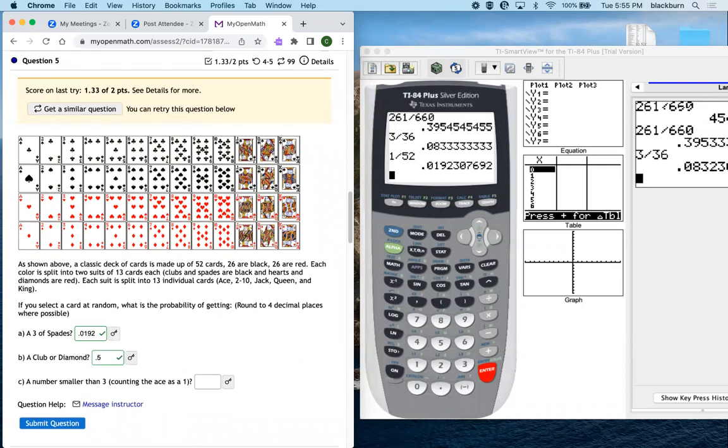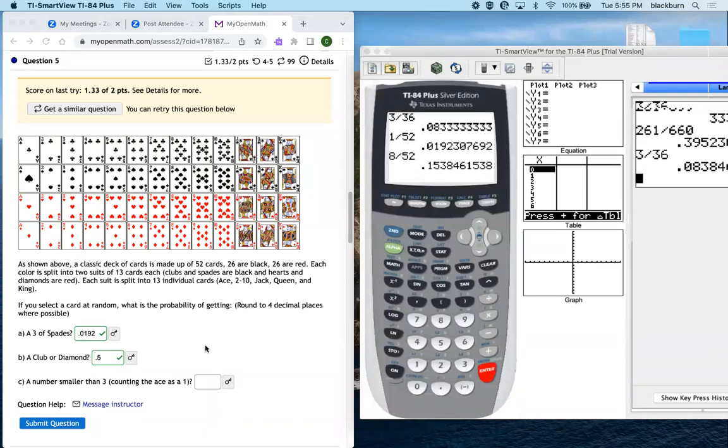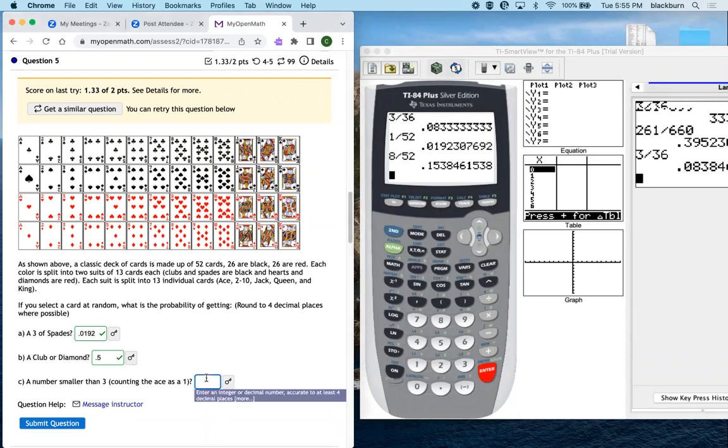Yeah. A number smaller than 3. We're counting the ace as a 1. So that's going to be 8 cards that are smaller than 3 out of 52. So go over here to my calculator, 8 over 52. 0.1538. All righty, so that's the way we'd roll with card problems.